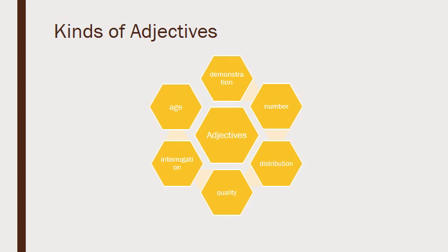Here you can notice some more kinds of adjectives. Adjectives of demonstration means the words which demonstrate some noun. These are called demonstrative adjectives or adjectives of demonstration. Then adjectives of age, adjectives of number, adjectives of interrogation, adjectives of quality, adjectives of distribution.